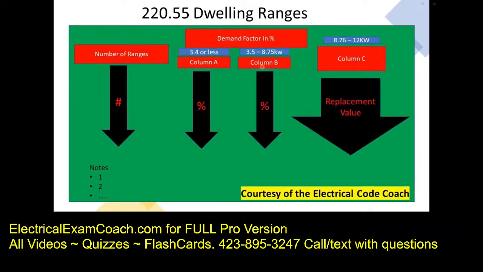Column A and column B are grouped together under the demand factor in percentage column. And the reason that's so important for us to watch out is because column A and column B are multipliers. They're actual demand factors. But column C is a replacement value, and you'll understand more of what that means as we get farther through this video. Starting on the left-hand side in column A, this is when your individual range falls 3.4 or less kWs. In column B is when our ranges, the individual range itself, falls in between 3.5 and 8 3/4. Then column C is when our ranges are 8.76 through 12 kW.